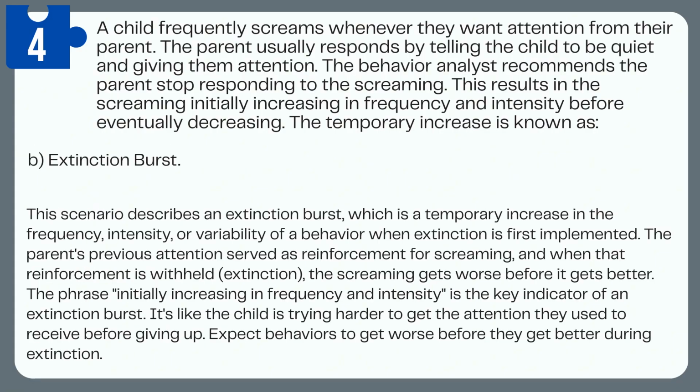Answer: B. Extinction burst. This scenario describes an extinction burst, which is a temporary increase in the frequency, intensity, or variability of a behavior when extinction is first implemented. The parent's previous attention served as reinforcement for screaming, and when that reinforcement is withheld, extinction, the screaming gets worse before it gets better. The phrase initially increasing in frequency and intensity is the key indicator of an extinction burst. It's like the child is trying harder to get the attention they used to receive before giving up. Expect behaviors to get worse before they get better during extinction.